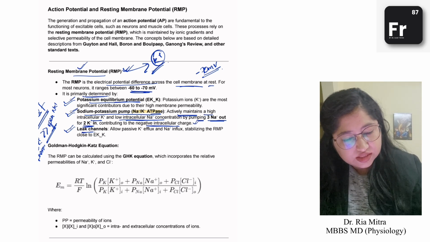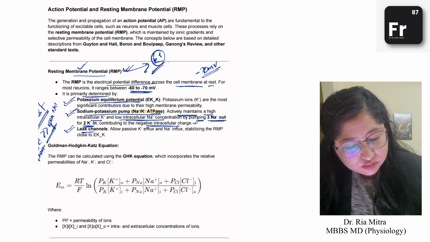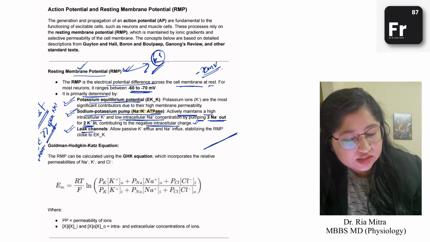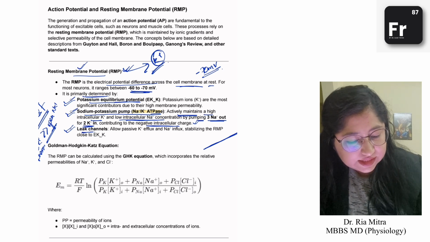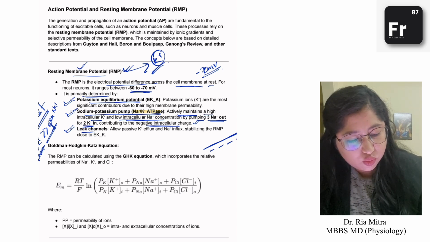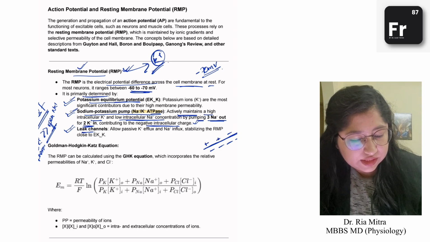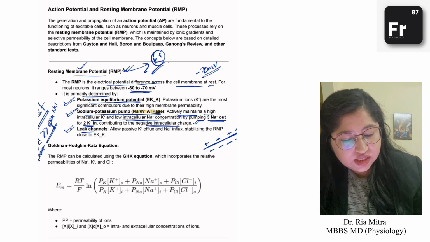intracellular charges. Supposing we have to draw a cell membrane, this here is my cell membrane, this here is the ECF, and this is the intracellular fluid. Then what did I just say? I said there will be accumulation of negative charges inside the membrane, while there will be positive charges outside the cell membrane, right? This will give rise to the resting membrane potential.